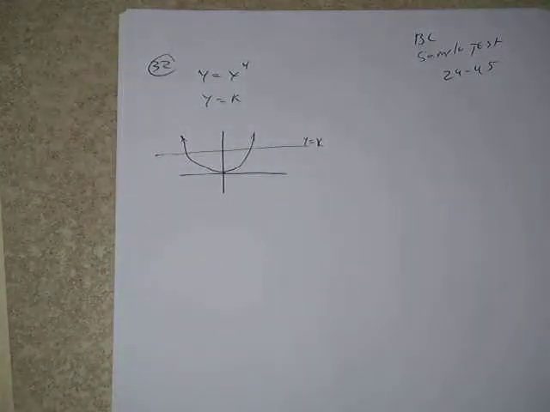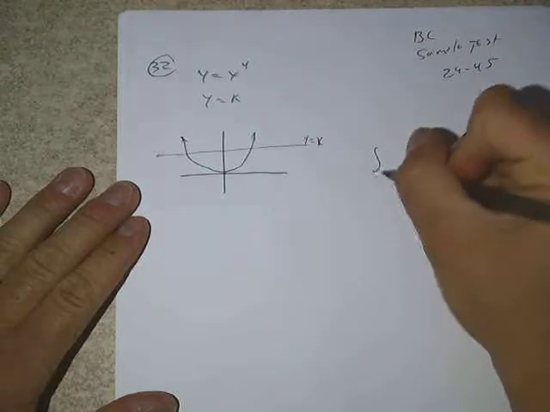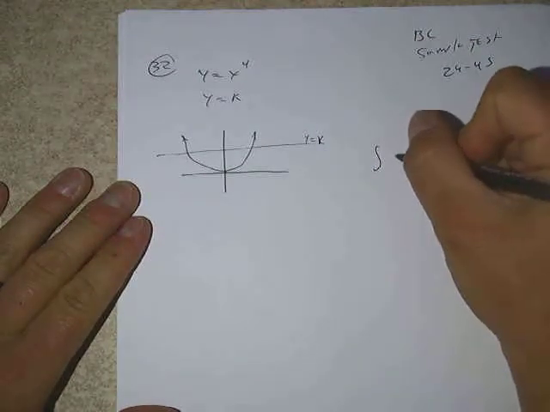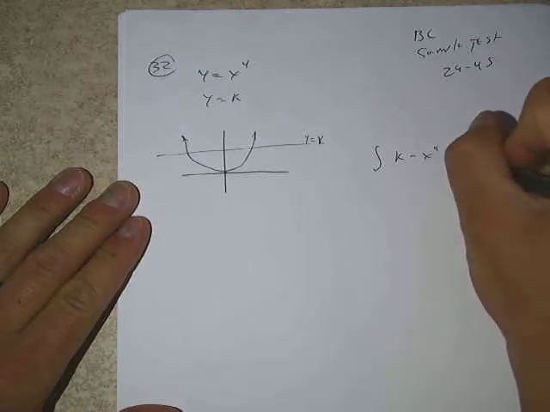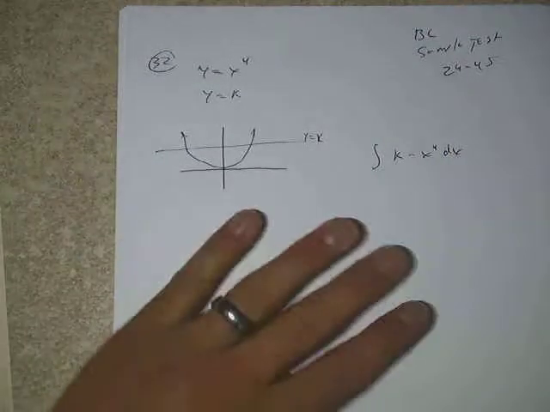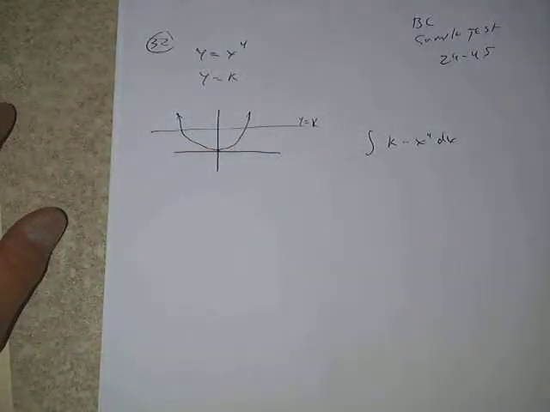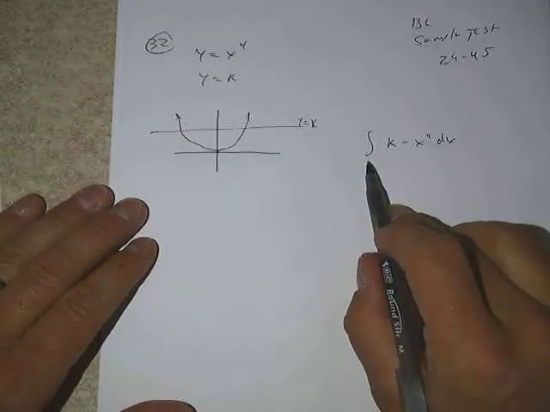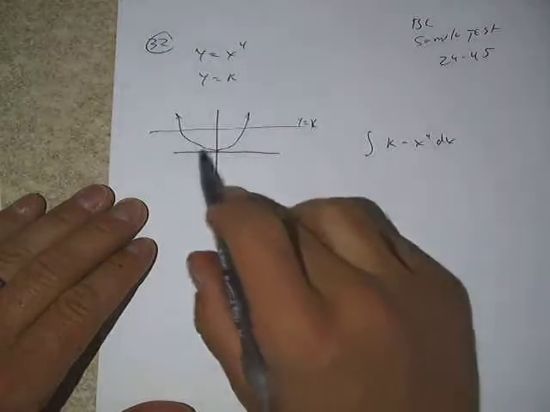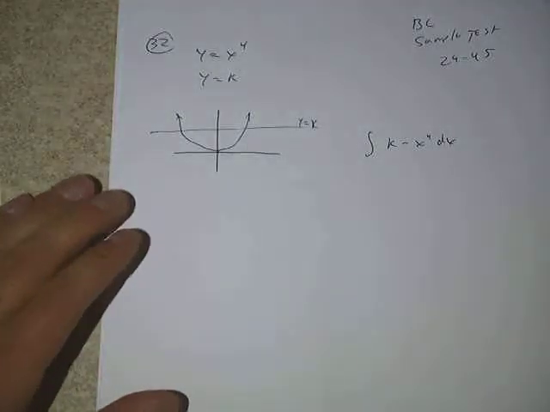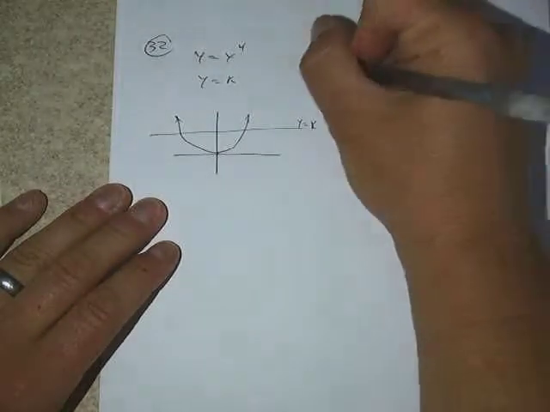Again, we're looking for the area in terms of k for the region enclosed by these two graphs. So we know that we're going to get an area here of the k function minus the x to the fourth function. The top function is the k, the bottom function would be the x to the fourth. And then the issue here is what about these limits? Well, the limits are going to be the intersection points of these two.